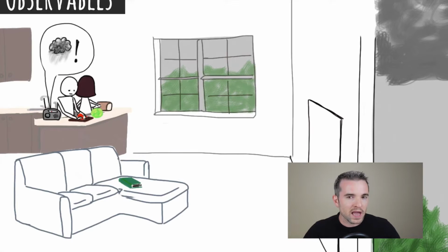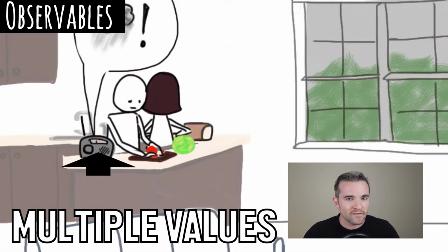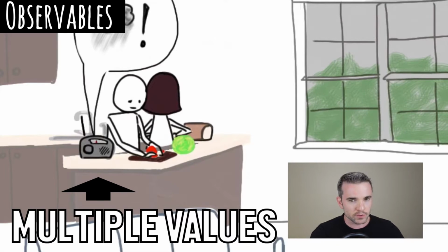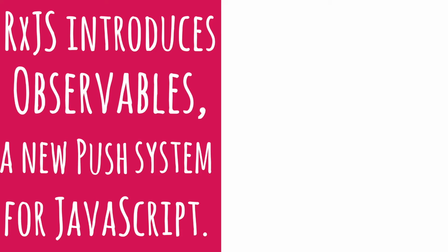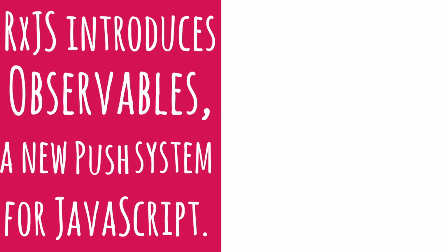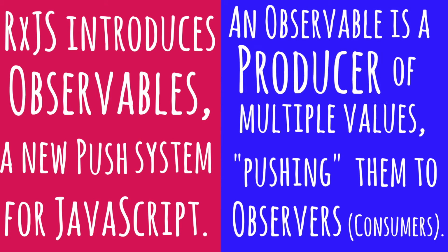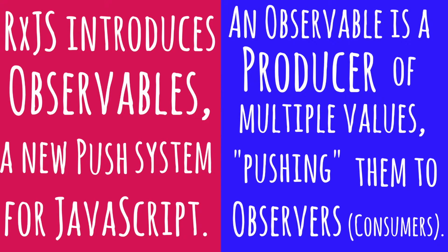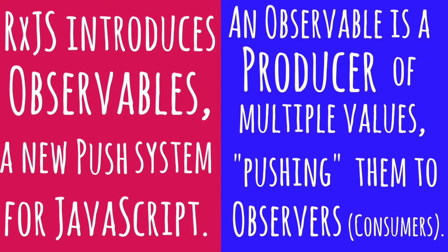In the last example, we have another push protocol, but this time there are multiple events to push to the consumer. That's what it means when it says RxJS introduces observables, a new push system for JavaScript. An observable is a producer of multiple values, pushing them to observers, consumers. So that's the definition in the form of a story.